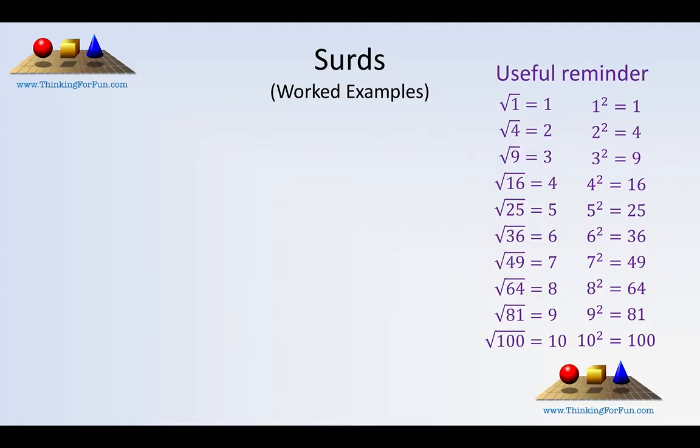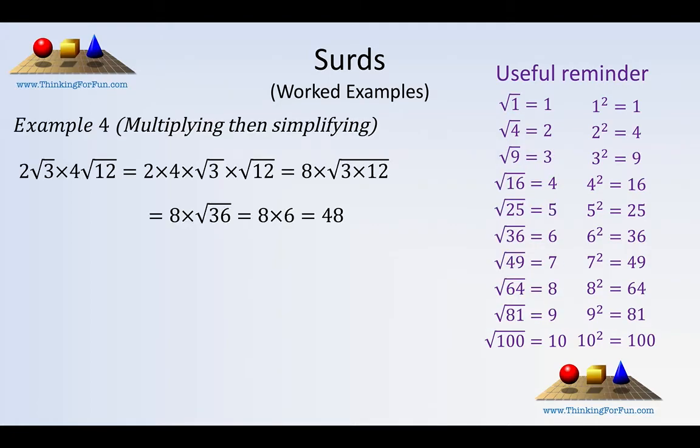The next example shows multiplying two roots together and then simplifying the answer. In the first step, we rearrange the equation as the order of multiplication does not matter. Then in the next step, we can then multiply the whole numbers together and multiply the square roots separately. This gives us a value of 8, and using rule 1, a value of the square root of 3 times 12. Simplifying the values and carrying out other multiplications as necessary, we arrive at the answer of 48.